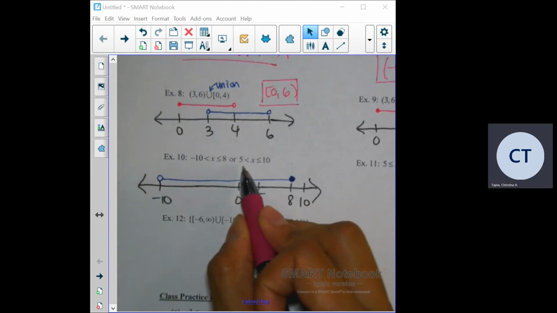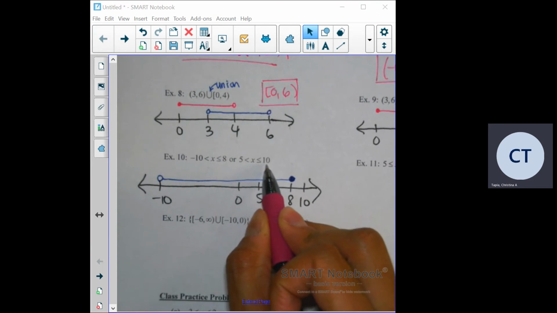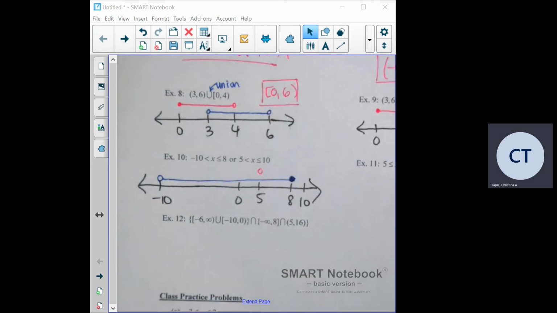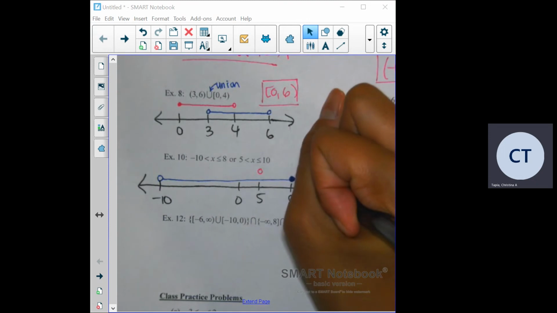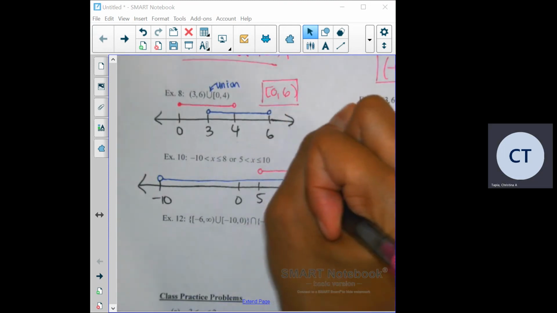And then for the second one, I have 5 is less than x, which is less than or equal to 10. Okay, so at +5, we're going to do another open circle. +10, a closed circle. And I'm going to connect both of these.